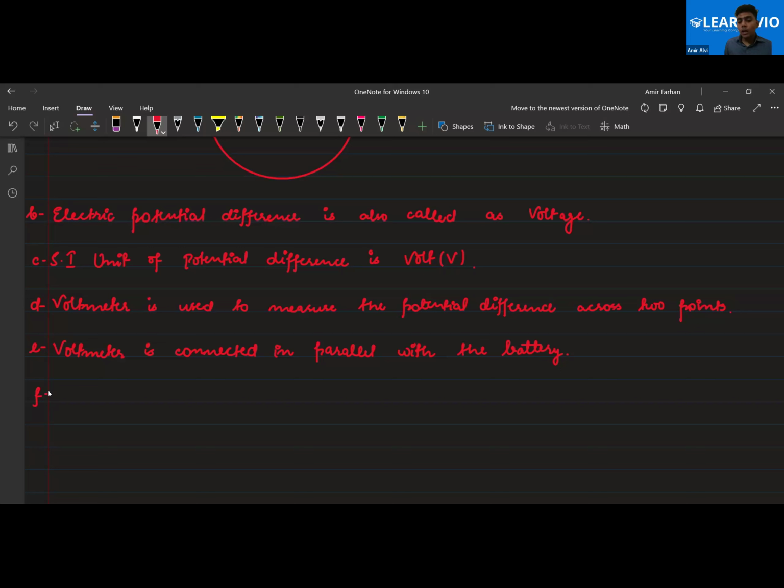Another point is that a voltmeter should have very high resistance. Okay, we will also understand resistance in the coming topic, in Ohm's law.